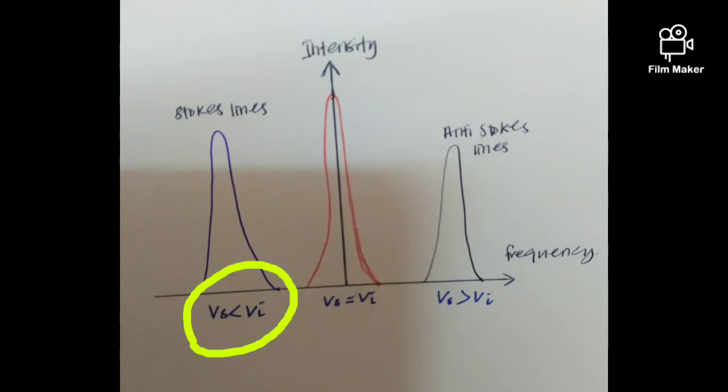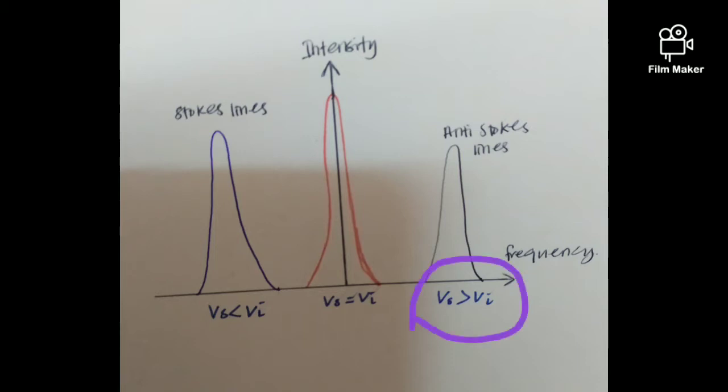If the frequency of the scattered photon is less than the frequency of the incident photon, Stokes lines are observed on the Raman spectrum. This happens when electrons absorb energy. Similarly, when the frequency of the emitted photon is greater than the incident photon, anti-Stokes lines are observed. This means that energy is released by the electron.